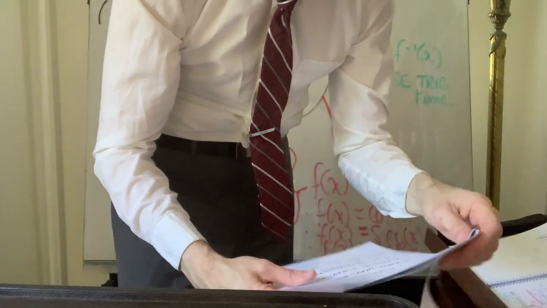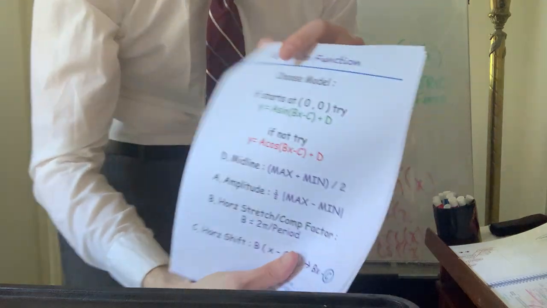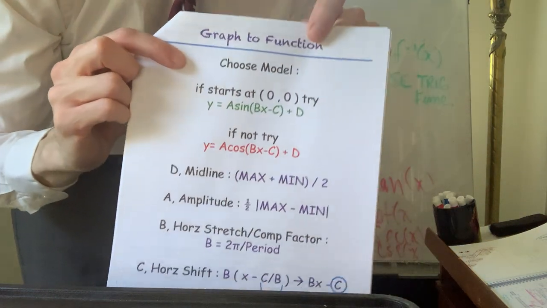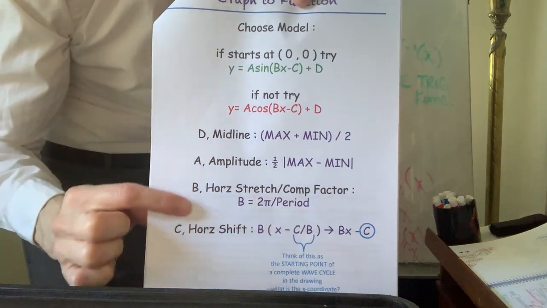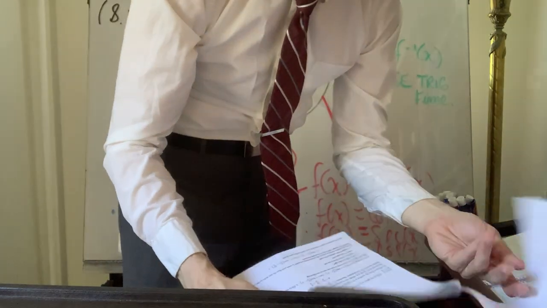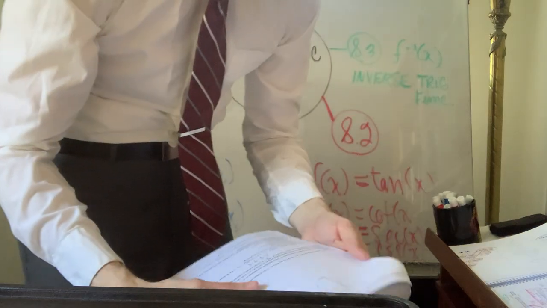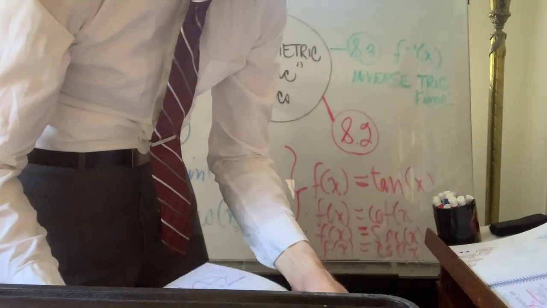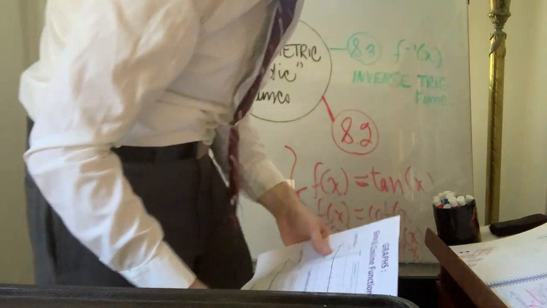Then I tried to make a procedure, if you were going to write the function from scratch. This would be the order in which you would attempt to do that. And then there are some examples. If you're following along, do print this, and I'll go through it.